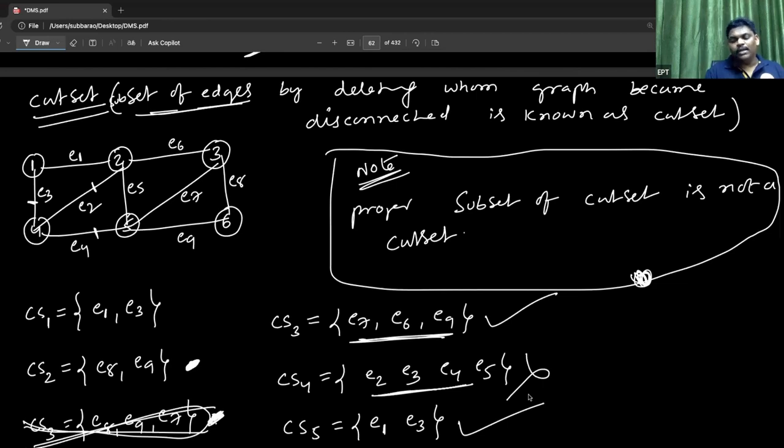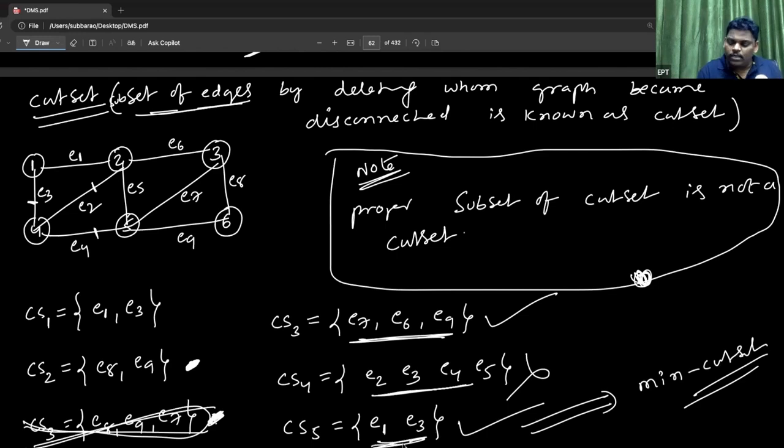So a proper subset of a cut set is not a cut set. If subset is also a cut set and superset is also a cut set, definitely the superset you have to cancel. Right? Next one. Among all the cut sets, whichever satisfies the definition and is minimum, with the least number of edges, is a min cut set. It is a min cut set because the minimum number of edges are there.